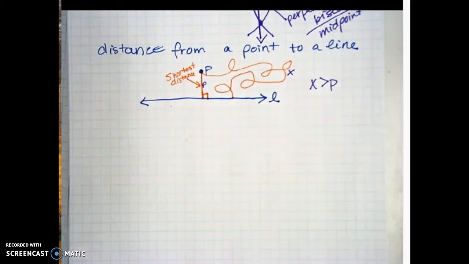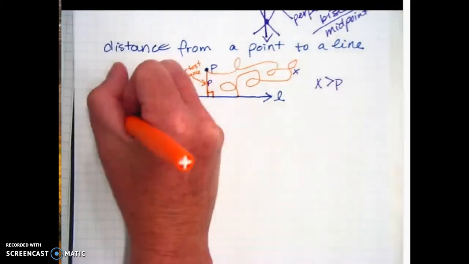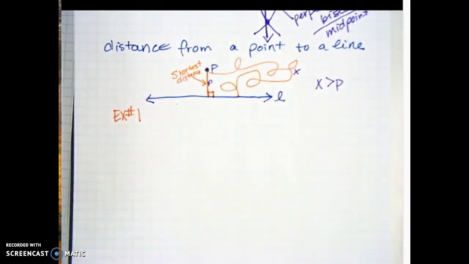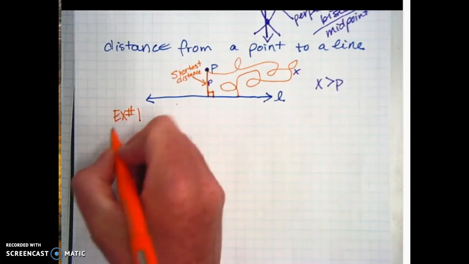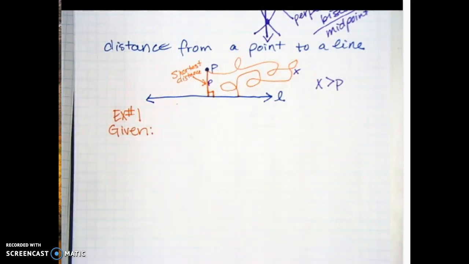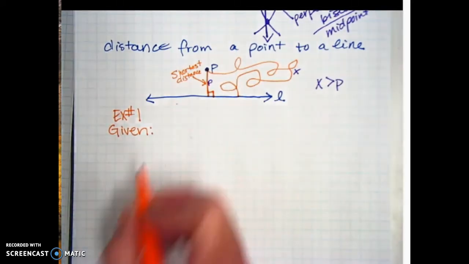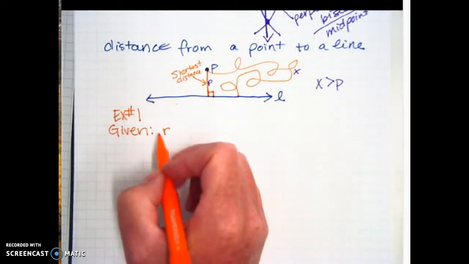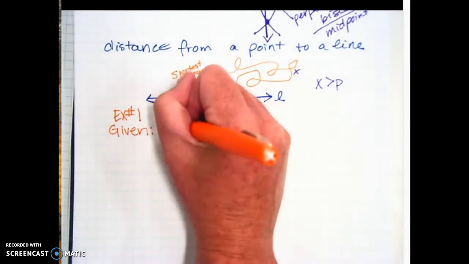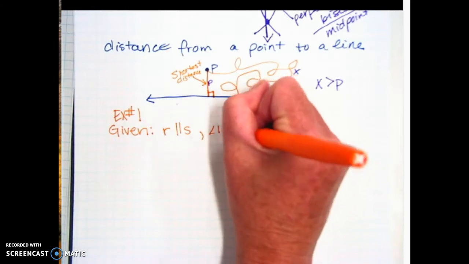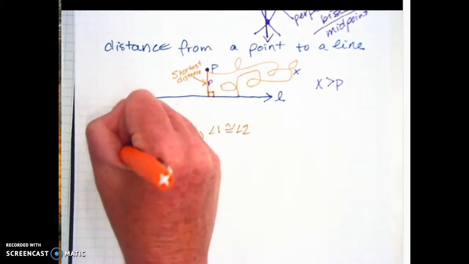So we're going to look at an example, we'll call it number 1, and you're going to see one of your very first what we call two-column proofs. So two-column proofs, you're going to be given a statement. You've seen a couple of them on the worksheets, but we haven't gone over them in really detail. You're going to be given some information such as line R is parallel to line S, and angle 1 is congruent to angle 2, and then you're going to be asked to prove something.